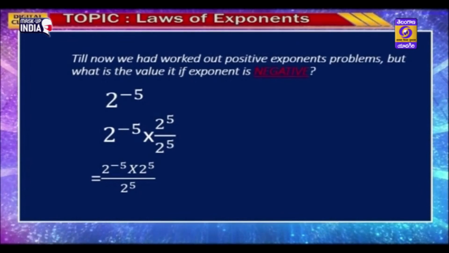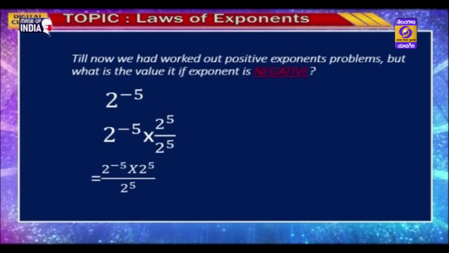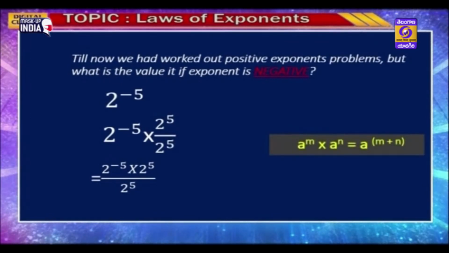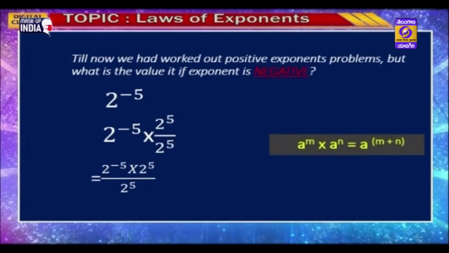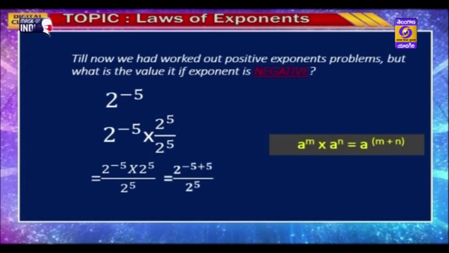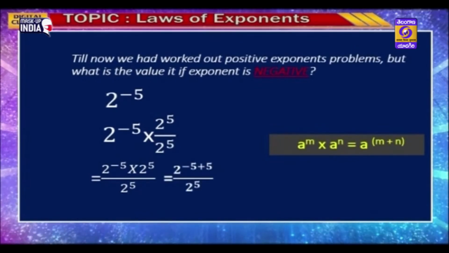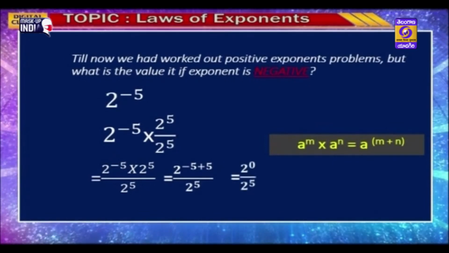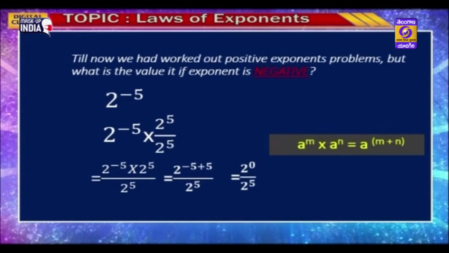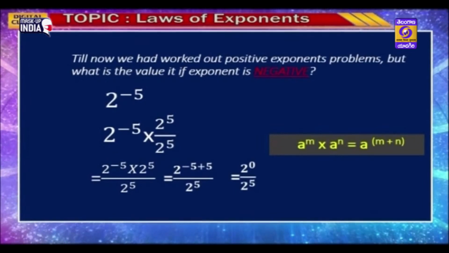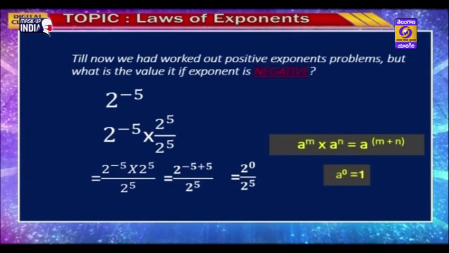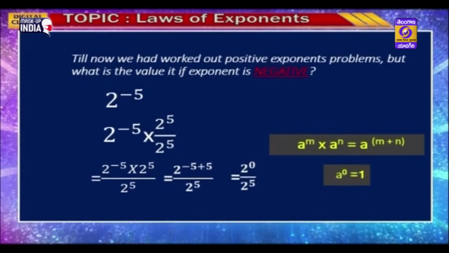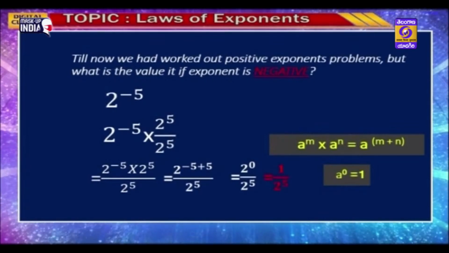See here, there is multiplication in between two exponents, isn't it? So according to this law, if multiplication is there and the bases are equal, what happens to the exponents? They will add up, like minus 5 plus 5. You will get 2 to the power of 0 in the numerator. And you know what is the answer for 2 to the power of 0? It is 1, because you know a to the power of 0 value is 1. Therefore, 1 by 2 to the power of 5.